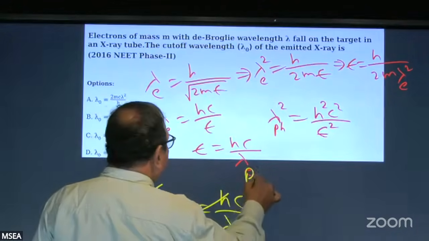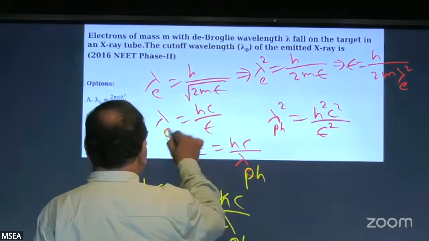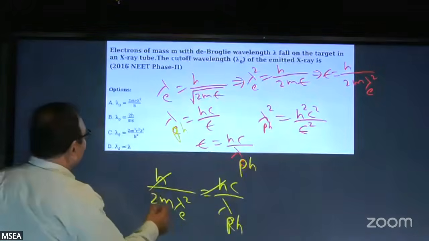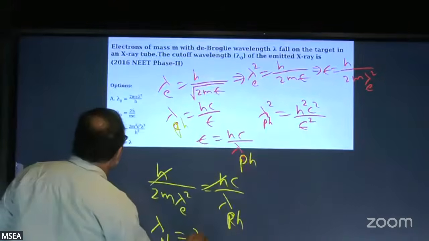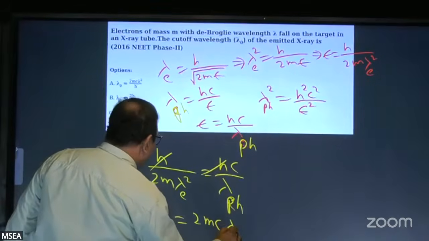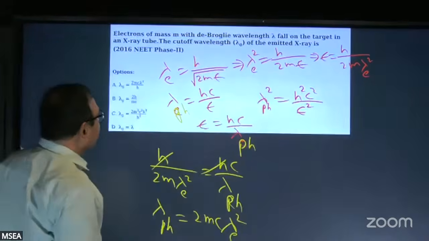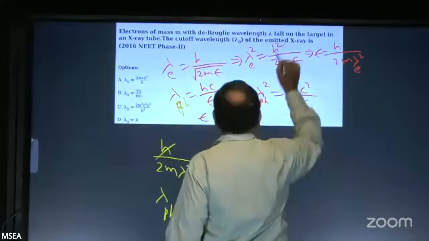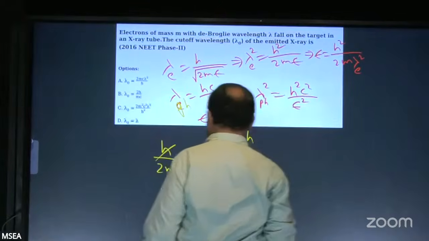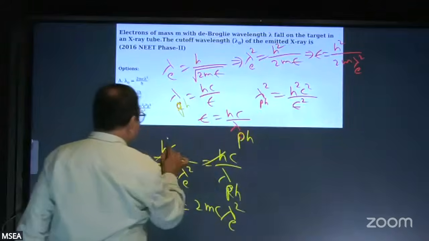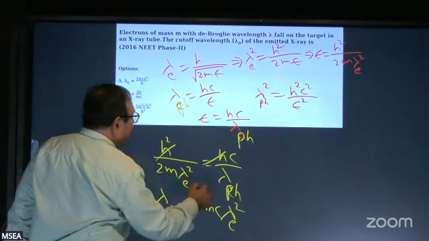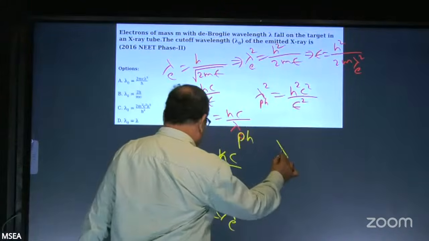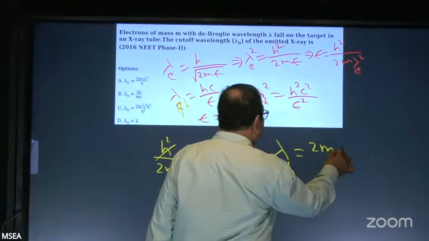This one is lambda of photon, and that one is for the electron. So lambda photon is equal to 2mc into lambda E square by h. Of course, h square equals h square, one h gets cancelled. Then we get lambda photon equals this by h. This is the most important thing you have to remember: lambda photon.